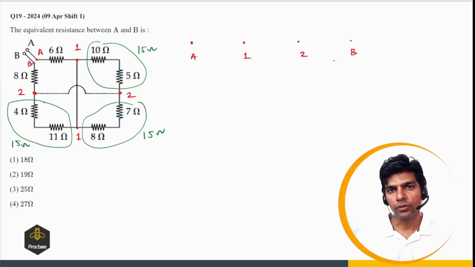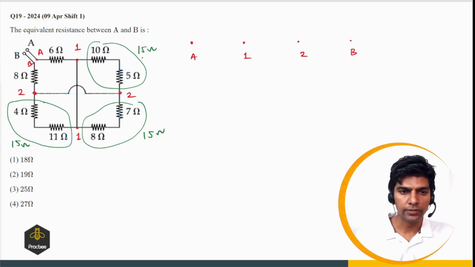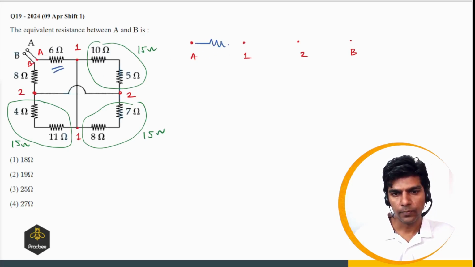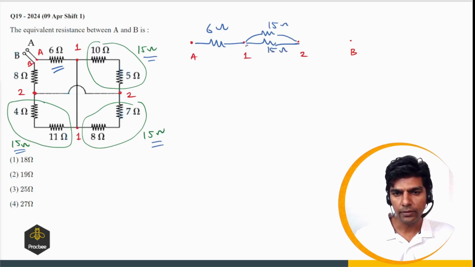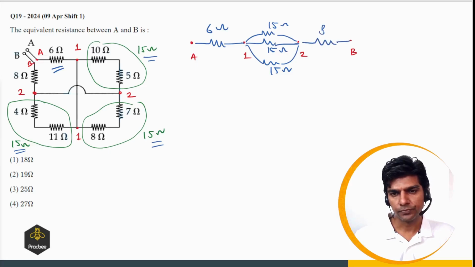Now I'm going to connect the resistors between these points. So between A and 1, we have only one resistor, 6 ohms. And between 1 and 2, this 15 is between 1 and 2, this 15 is between 1 and 2, this 15 is also between 1 and 2. So we can say there are 3 resistors connected in parallel, 15 ohms, 15 ohms, and 15 ohms. And between 2 and B, we have 8 ohms.